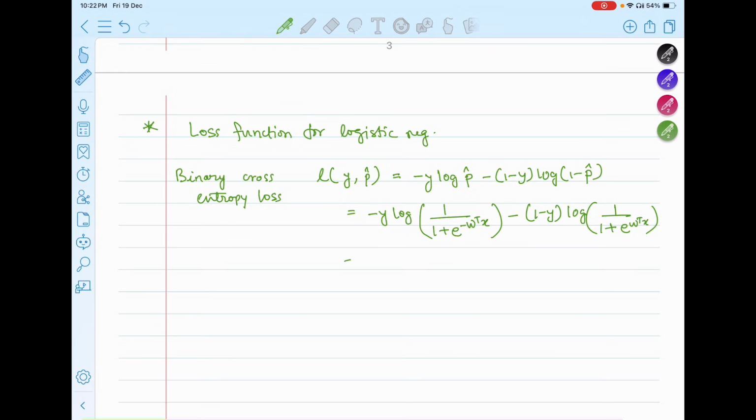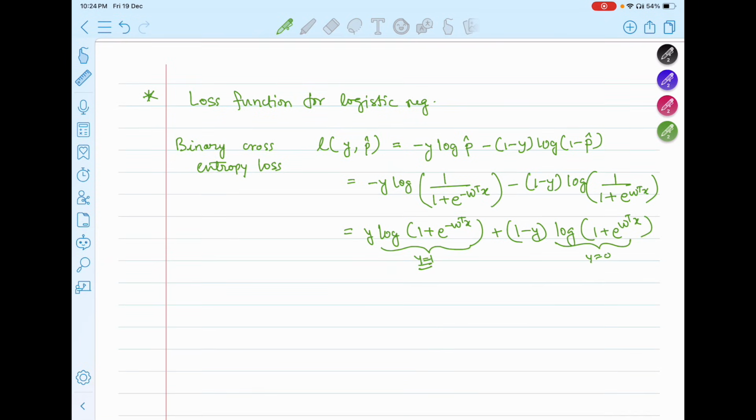This turns out to be equal to y times log of 1 plus e to the power minus w transpose x. Again, I'm taking the reciprocal and I'm converting minus to plus. Same thing I'll do here: 1 minus y times log of 1 plus e to the power w transpose x. Okay, so this is the loss function.